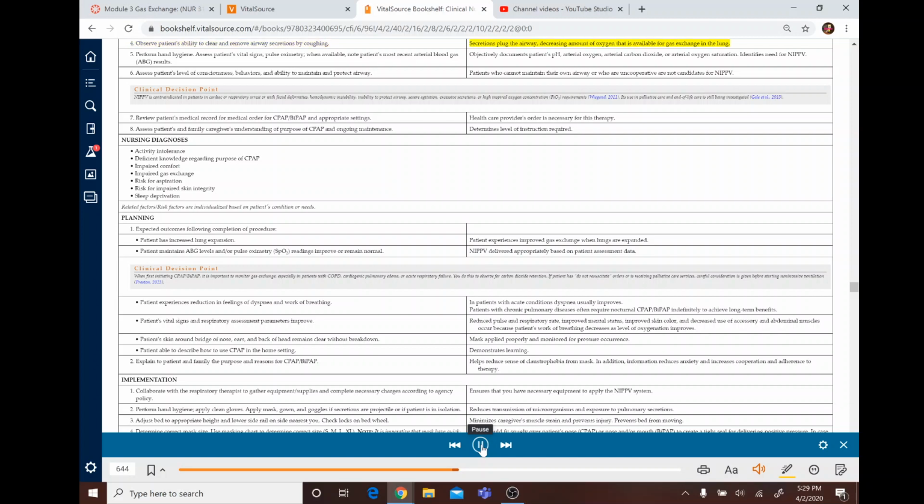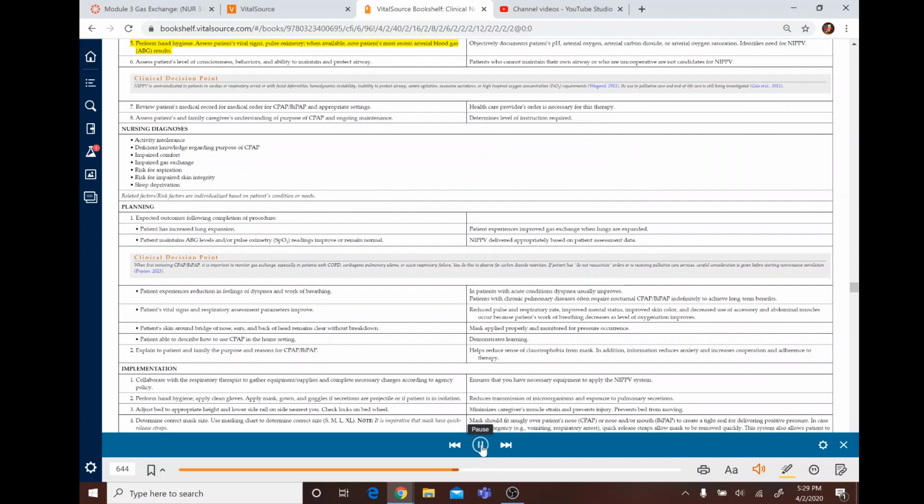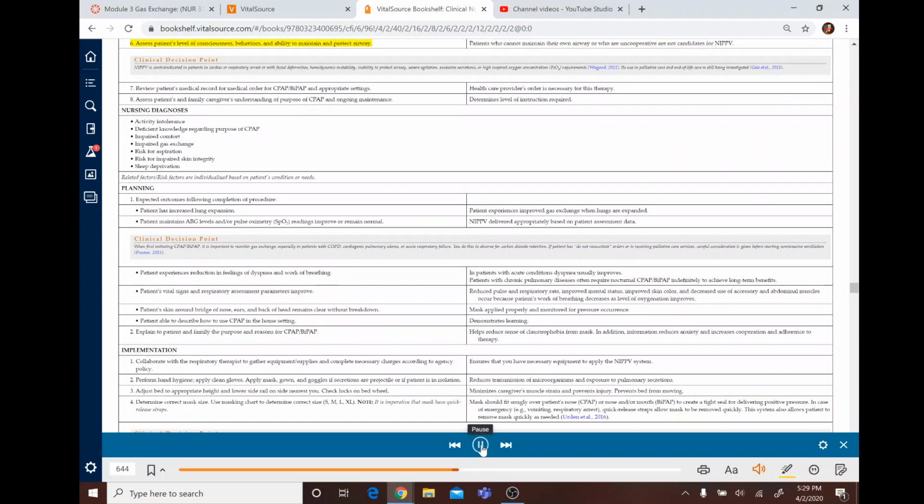Secretions plug the airway, decreasing the amount of oxygen that is available for gas exchange in the lung. 5. Perform hand hygiene. Assess patient's vital signs and pulse oximetry, when available. Note patient's most recent arterial blood gas (ABG) results. Objectively documents patient's pH, arterial oxygen, arterial carbon dioxide, or arterial oxygen saturation. Identifies need for NIP.